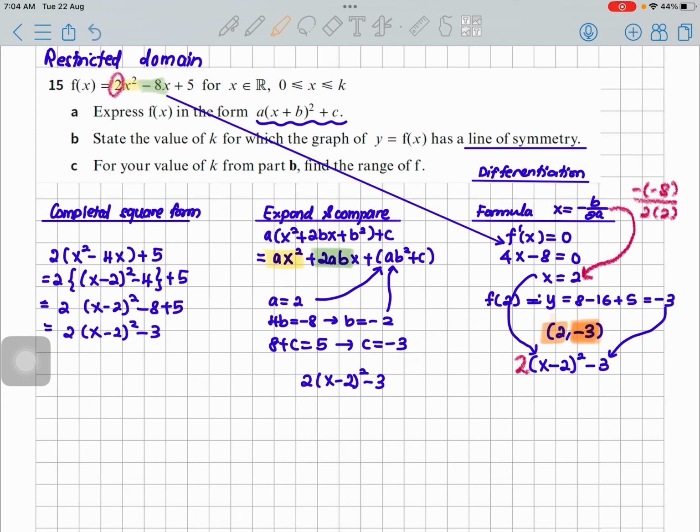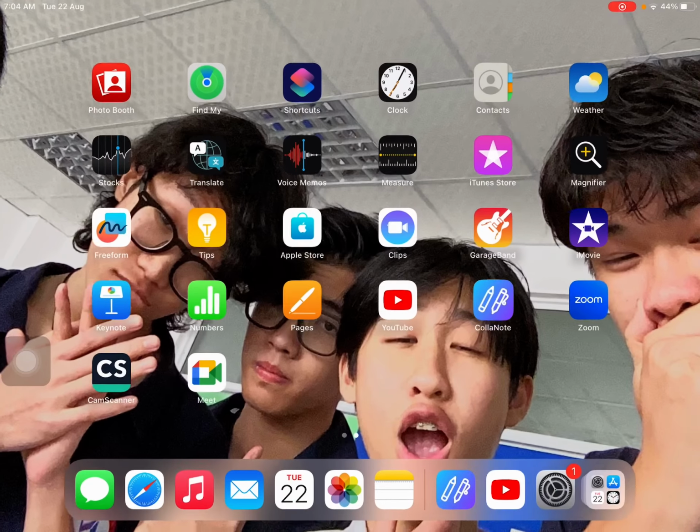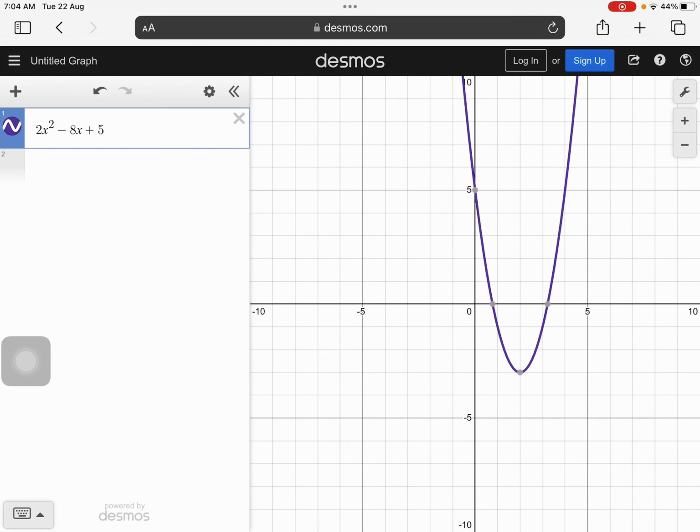And how do you make sense of this geometrically? By drawing. That is the reason why in part A, they want you to write it in the completed square format. Although it's easy to sketch, we're just going to use Desmos now, 2x squared. To sketch, okay, I have it here. You can see the minimum point is 2 and negative 3. And my y-intercept is 5.